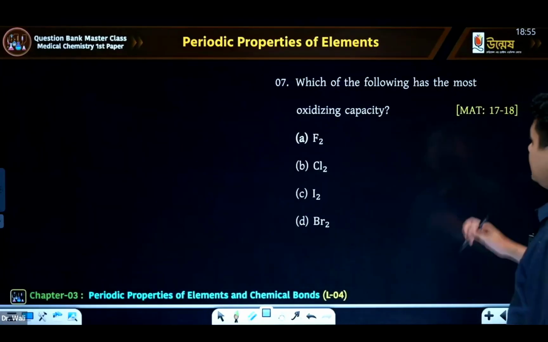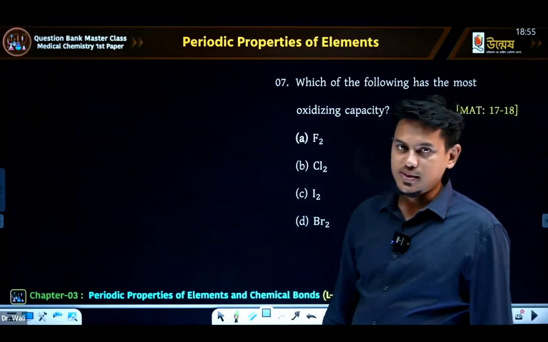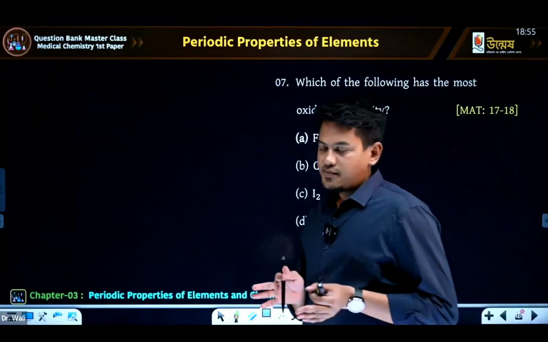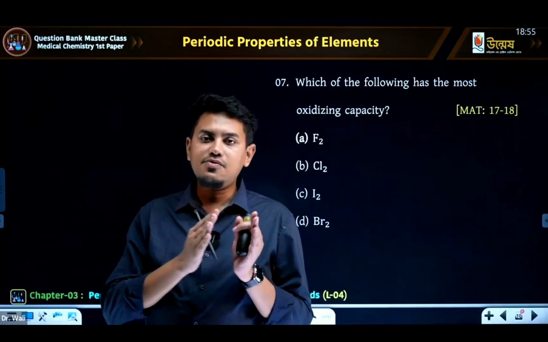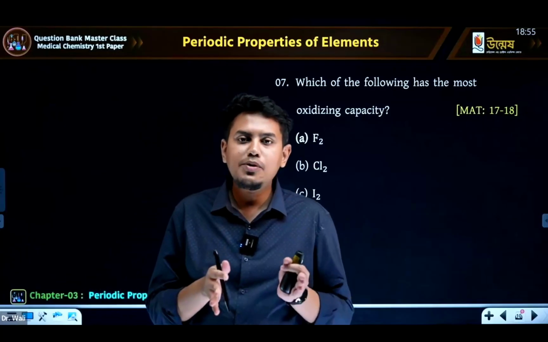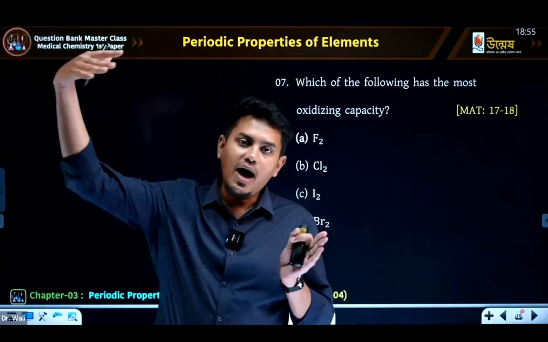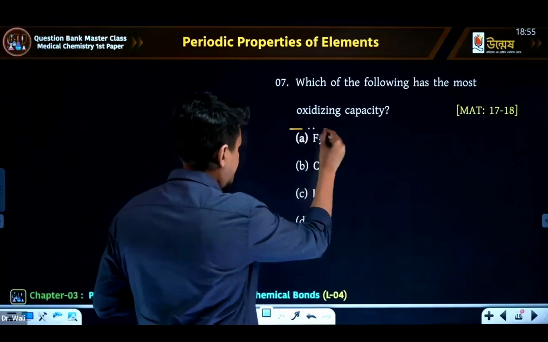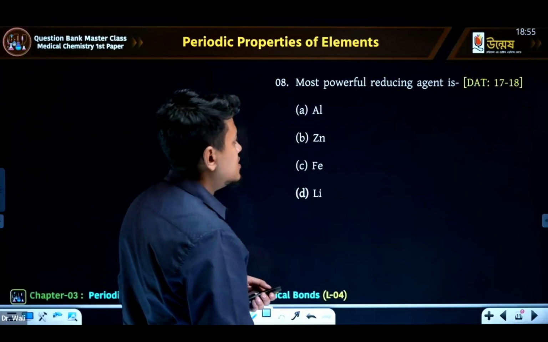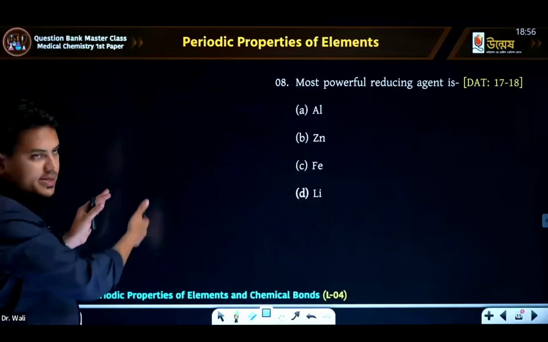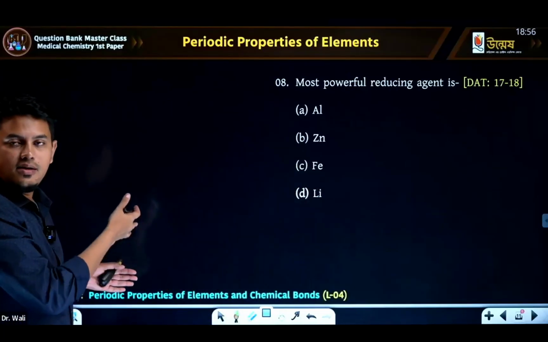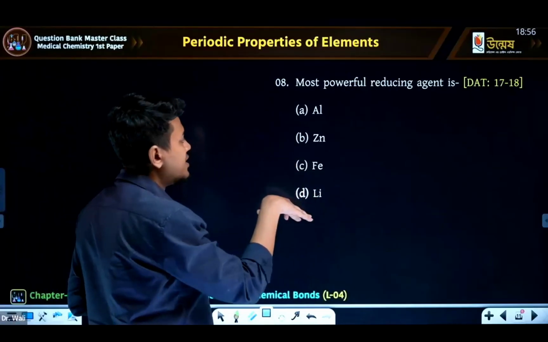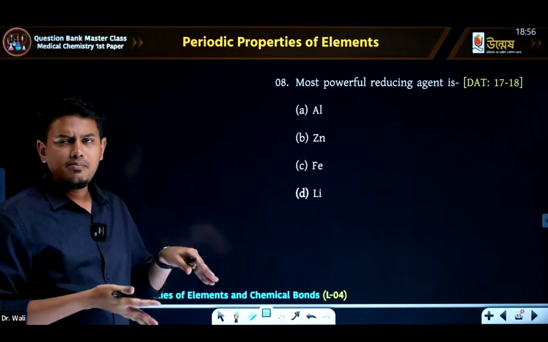Which of the following has the most oxidizing capacity? I mean, which is the strongest oxidant? Reducing property: we have seen that the reducing property decreases from left to right. So oxidizing property would increase from left to right. So at the right uppermost corner, the element with highest oxidizing capacity will be there, which is fluorine. Which is the most powerful reducing agent? The most powerful reducing agent will be located at the bottom left corner of the periodic table. So at the bottom left corner, we have to determine which is the bottom left and which is not.